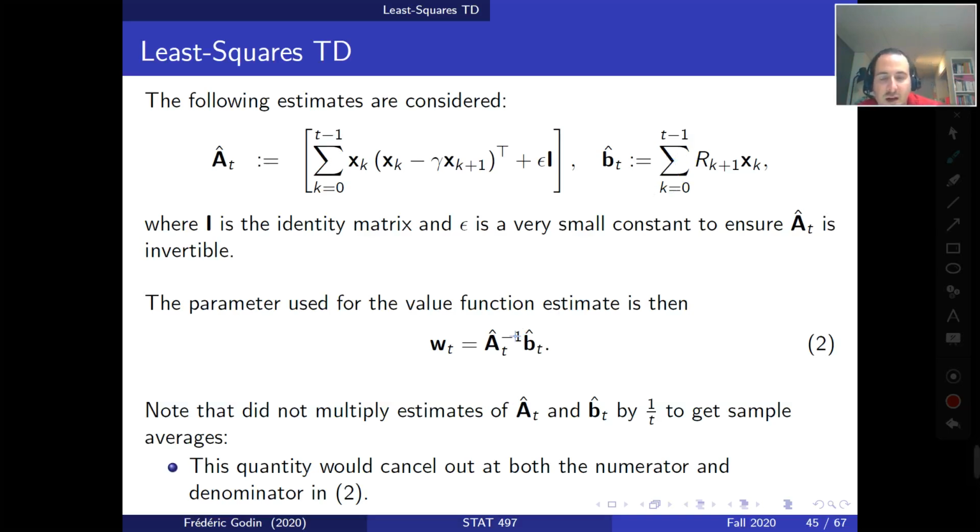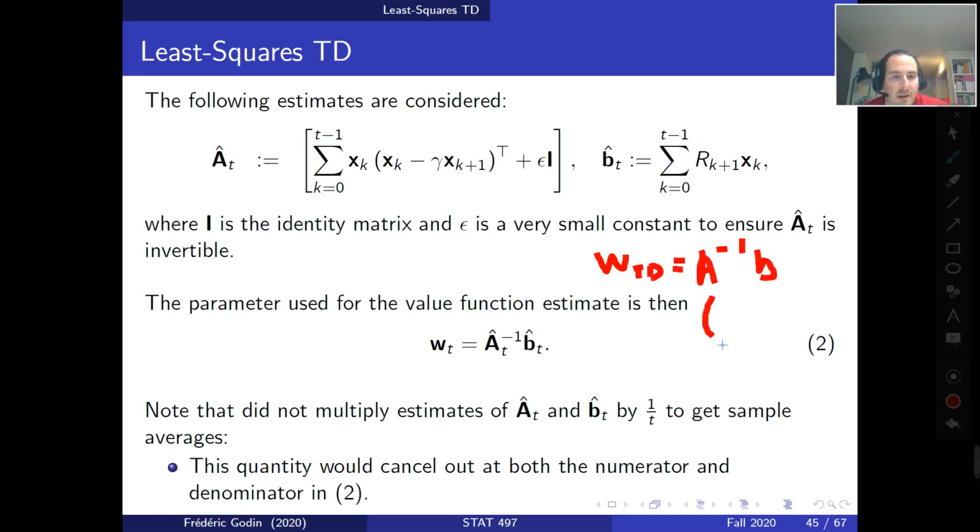Okay, so here we had that the TD fixed point was equal to A inverse times b.